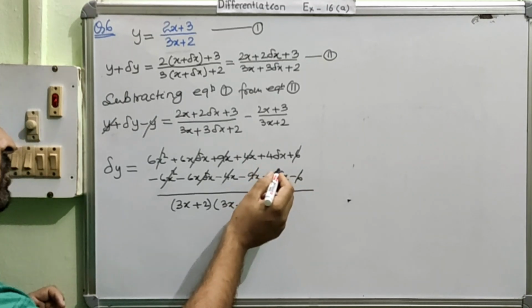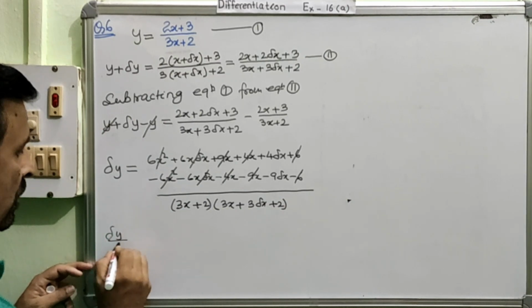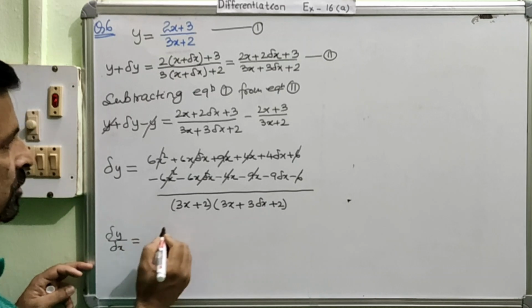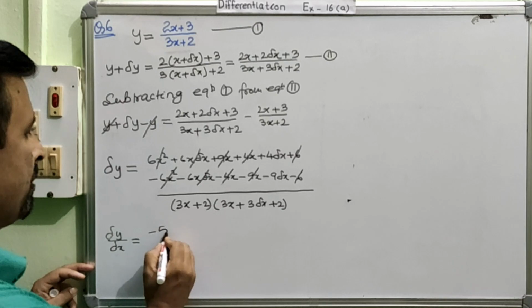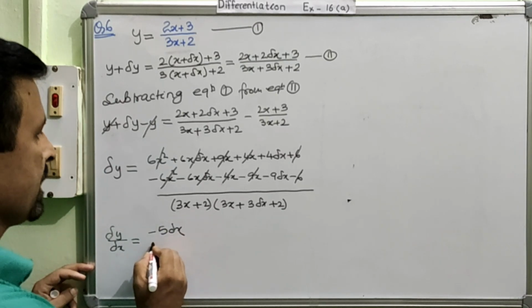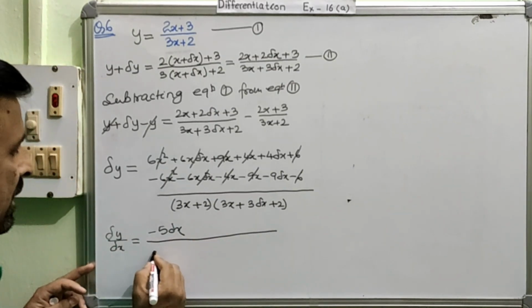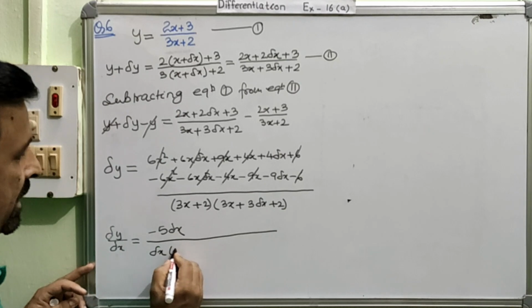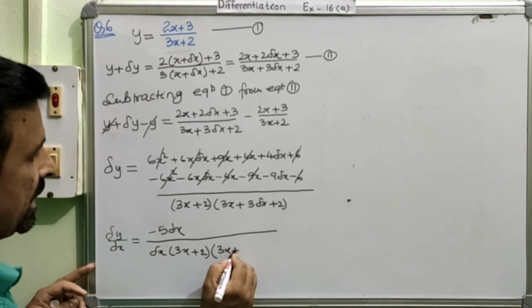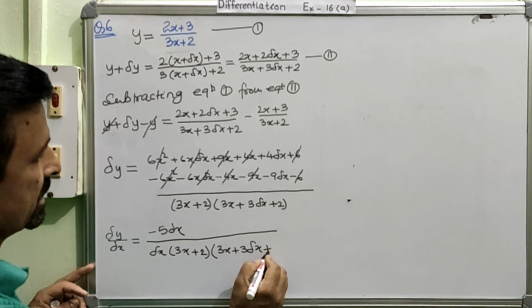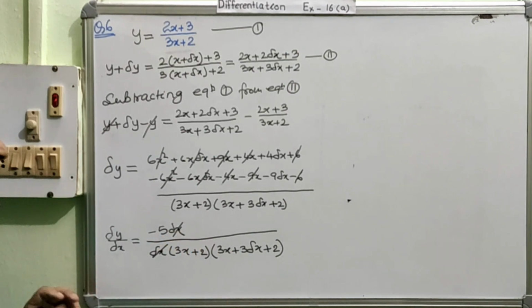And they are also like terms, so they will be simplified. So we will simplify these two, and at the same time we will divide both the sides by Δx. Δy over Δx is equal to, so +4Δx and −9Δx will become −5Δx, and then the remaining in the denominator. You are dividing by Δx, so first of all I will write here Δx, and then the remaining (3x+2)(3x+3Δx+2), isn't it? Now let us simplify. This and this get cancelled. After this, now we can take the limit.